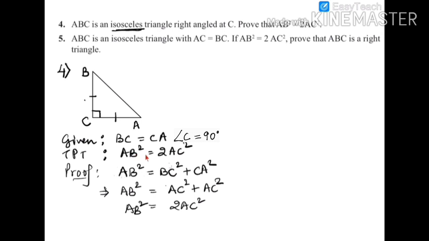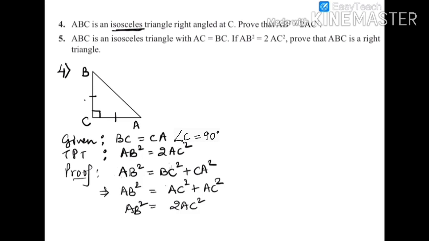So we have arrived at what we have to show. Now question number 5. Triangle ABC is an isosceles triangle with AC equal to BC. If AB square is equal to 2AC square, prove that ABC is a right triangle.